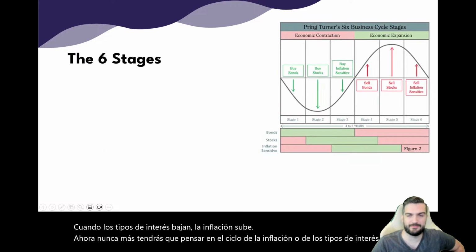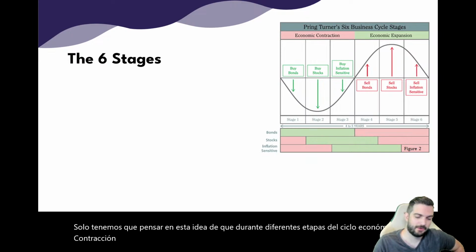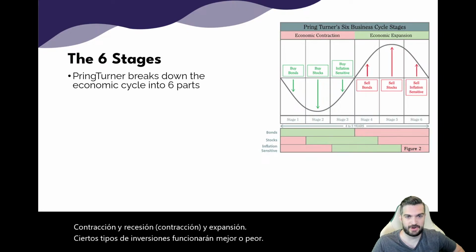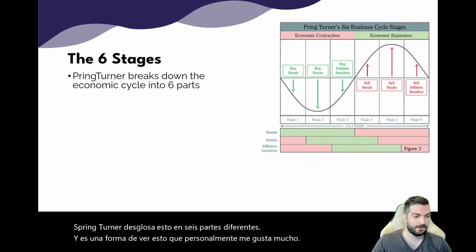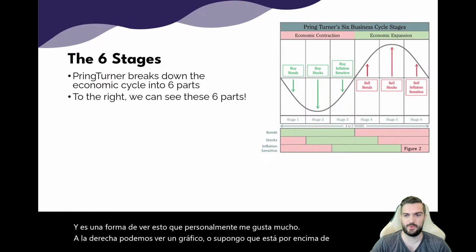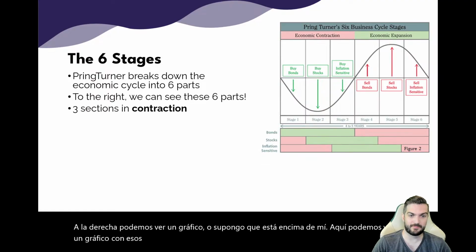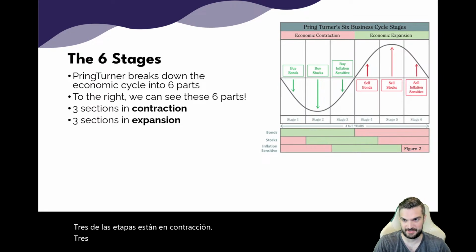All we need to think about is this idea that during different parts of the economic cycle, contraction/recession, and expansion, certain types of investments will do better or worse. Pring-Turner breaks this down into 6 different parts. And it's a way of looking at this that I personally really like. On the right, we can see a graphic, or I guess it's above me here. We can see a graphic with those 6 different stages. 3 of the stages are in contraction. 3 of them are in expansion.